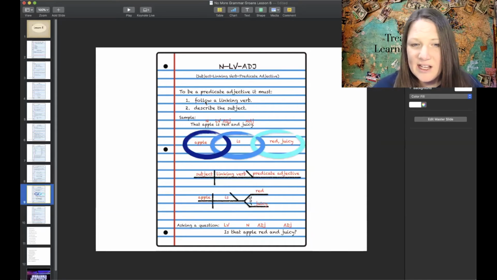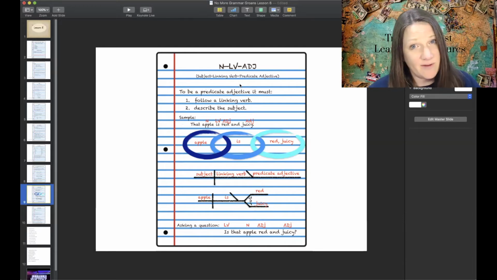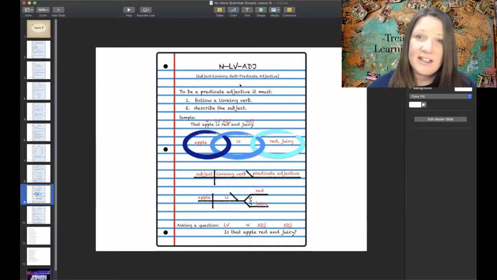And the noun linking verb adjective, almost the same thing, except that it's an adjective describing that subject, not a noun. But it also follows a linking verb. Don't get those two confused. If the word following the linking verb is describing the noun, it's an adjective, predicate adjective. If it's another noun that gives that subject noun a rename, then it is a predicate nominative.